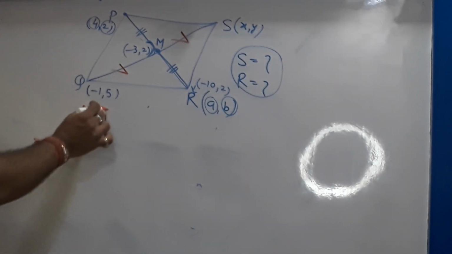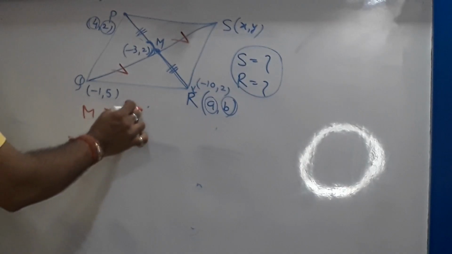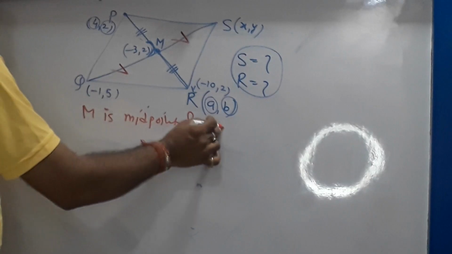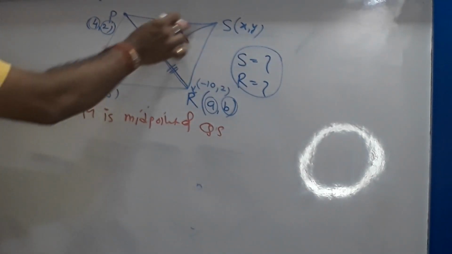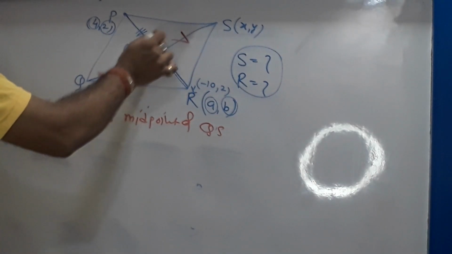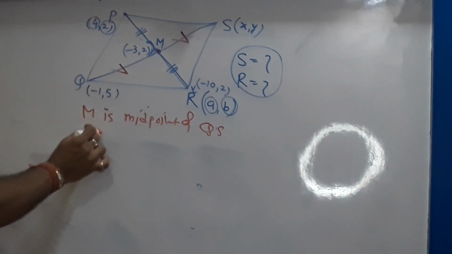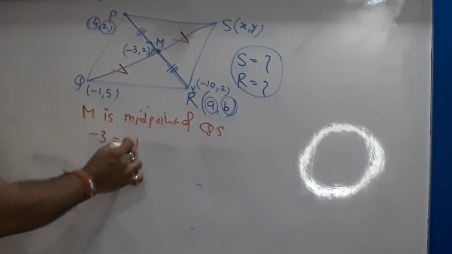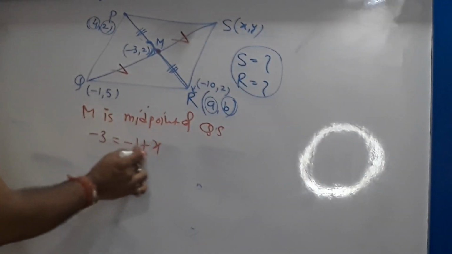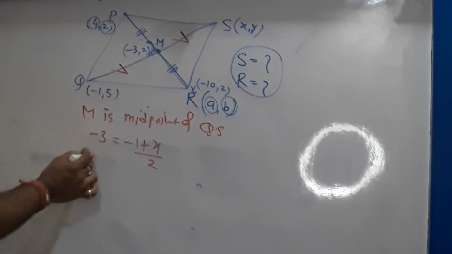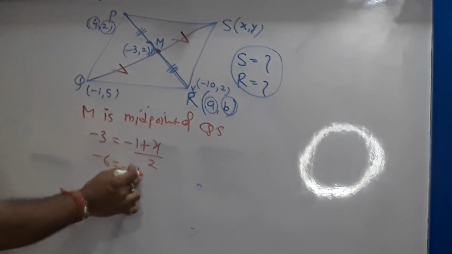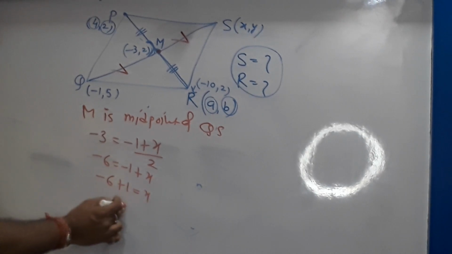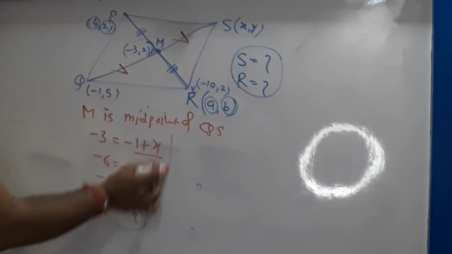That means M is the midpoint of QS. So apply the midpoint formula in this. What is the first coordinate? Minus 3. So the first coordinate of both the points: minus 1 plus x upon 2, cross multiplied, minus 6 is equal to minus 1 plus x. Minus 6 plus 1 is x, so minus 5 is equal to x. The x value is minus 5.